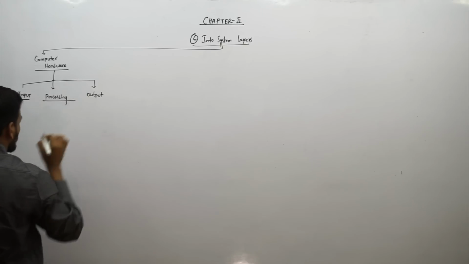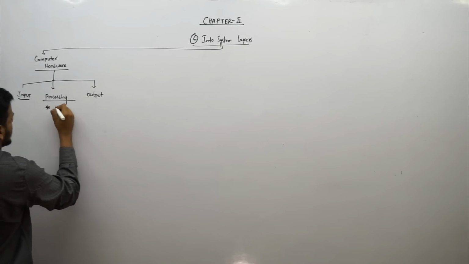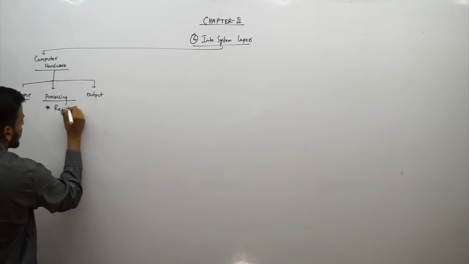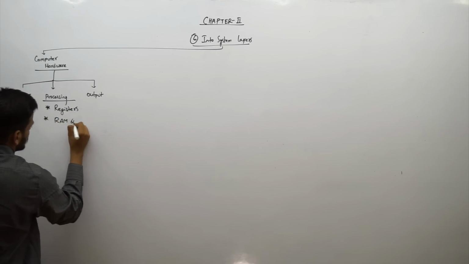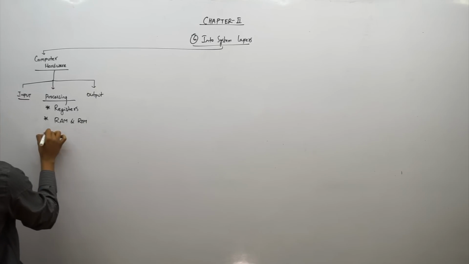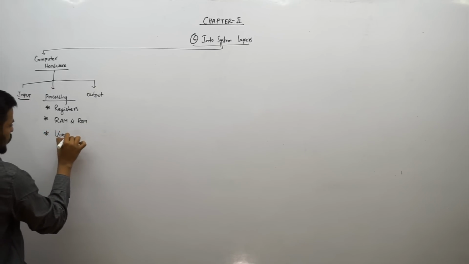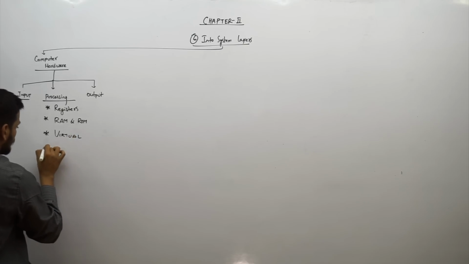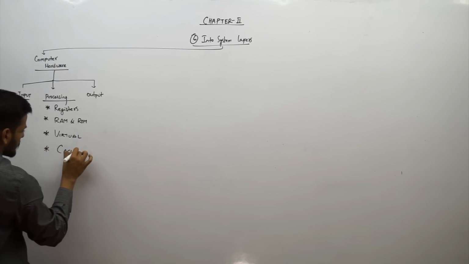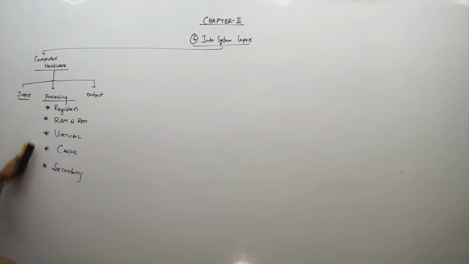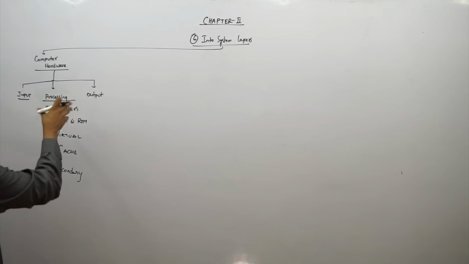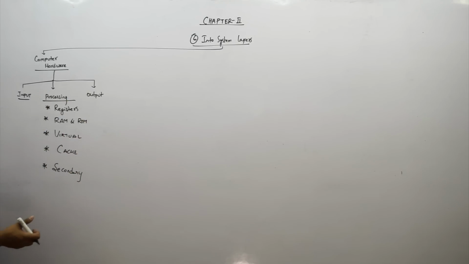When it comes to processing, right, we have temporary memory like in registers. Then we have RAM and ROM. We also discuss another very important short answer question called virtual memory. Then we have cache memory. And then of course we have secondary storage devices. Right? Secondary memory. So these are all where we are supposed to store, and those are all the hardware that maintains processing and storage devices.